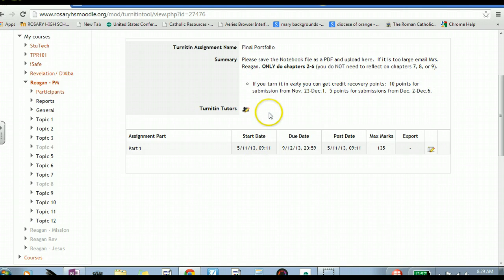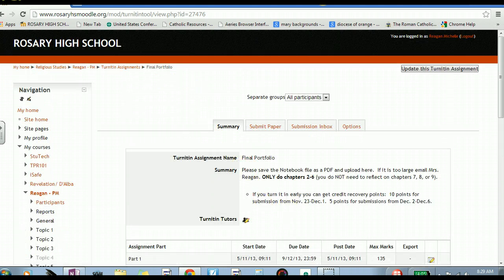I'm just trying to encourage you to turn it in early so I can start grading them early, because remember, it's half of your final exam grade. If you have any questions, please email me, but this is basically what you're working on for your portfolio.